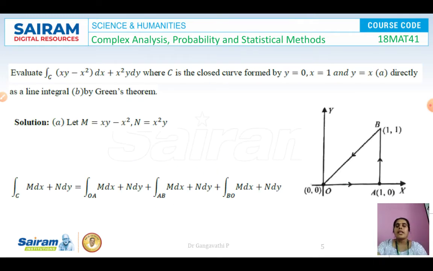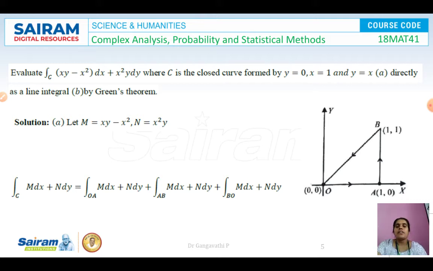So let us see another example. Evaluate the integral over c of (xy minus x square) dx plus x square dy, where c is the closed curve formed by y is equal to 0, x is equal to 1 and y is equal to x. So this we have to perform in two stages. One by direct integration and the second one by using Green's theorem. This problem especially tells us how Green's theorem is advantageous over direct integration.